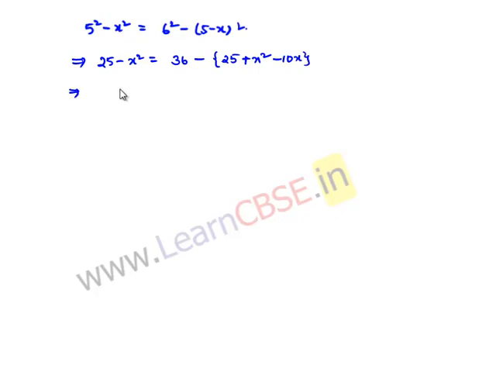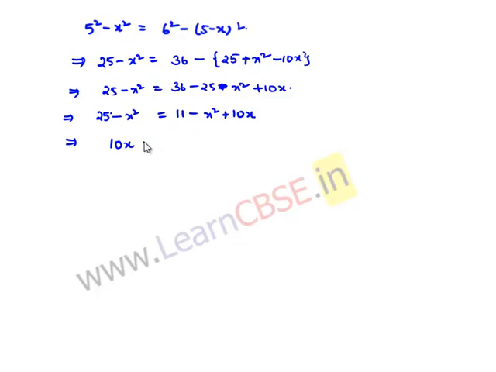That implies 25 minus x square is equal to 36 minus 25 plus x square, plus 10x. That implies 25 minus x square is equal to 11 minus x square plus 10x. That implies, let us take this 10x to the left hand side and send this 25 minus x square to the right hand side, then we get 11 minus x square.